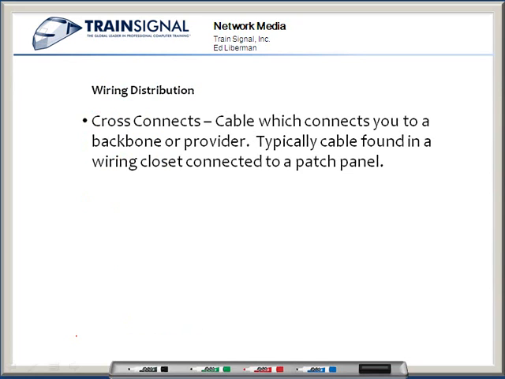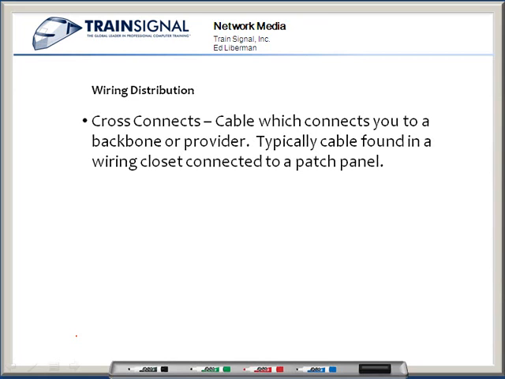Alright, now the last thing that we need to go over in this video is wiring distribution. And I will tell you what, most of this is just coming right down to definitions. So this is definitely the not so fun stuff. Cross connects are cable which connect you to a backbone or provider. It's crossing over the connection from the actual computer and getting you into a backbone or a provider. When we say provider, it could be a WAN connectivity provider, internet provider, things like that.